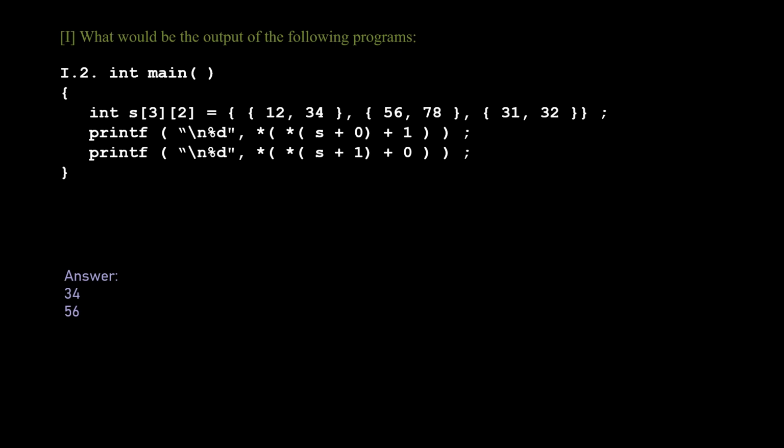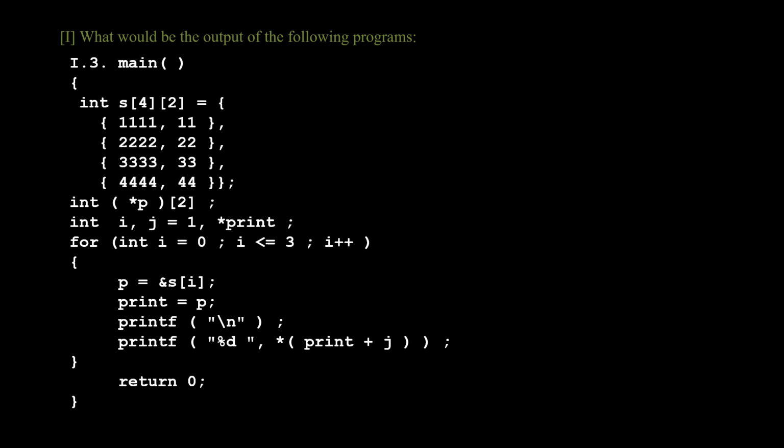So S plus 0 is pointing to first row and the next element. So it is 34 and the next one is S plus 1 which is pointing to the S of 1, the second row and first element which is 56. So it is 34 and 56.